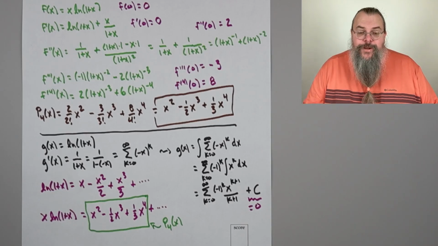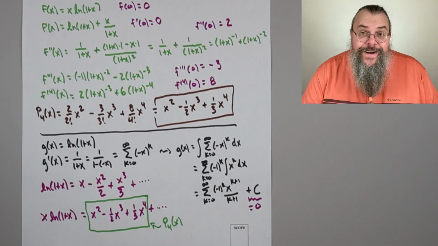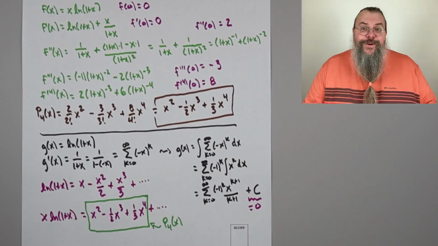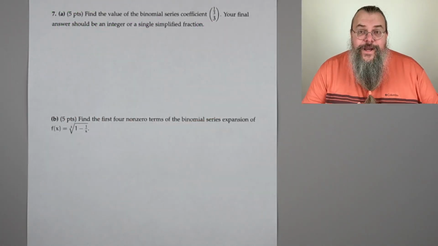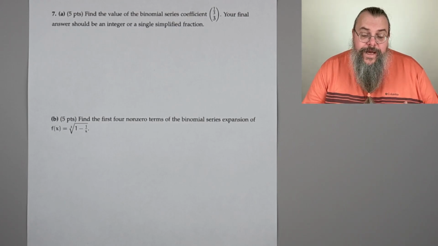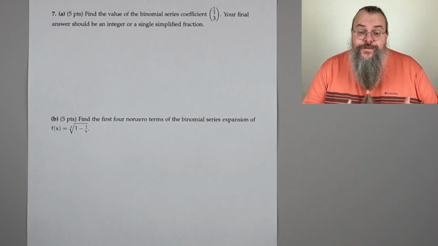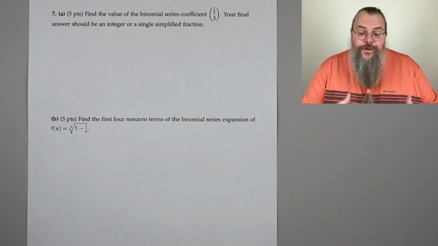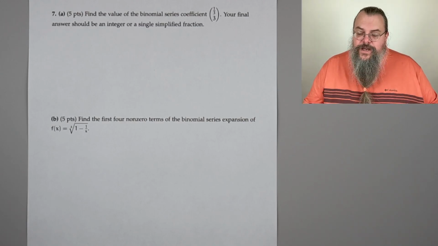All right. That leaves us with one more. One last problem to go. Our last problem, number 7. Find the value of the binomial series coefficient 1/3 choose 3. Your final answer should be an integer or a single simplified fraction. So we've got to simplify it after we find it.